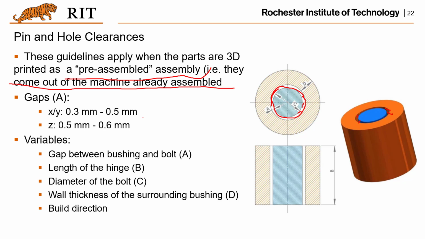So there is some guidance for the process. If the gap is in the XY direction, it should be 0.3 millimeter to 0.5 millimeter. For example, in this case, that means the gap here and here should be within this range. If you flip this by 90 degrees, the gap will be in the Z direction, and it has a looser constraint, which is 0.5 to 0.6 millimeters.